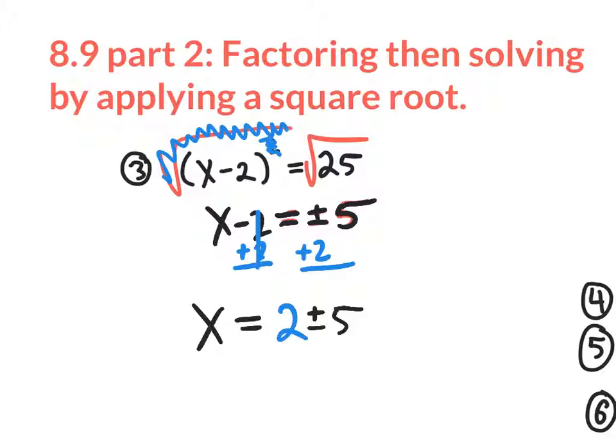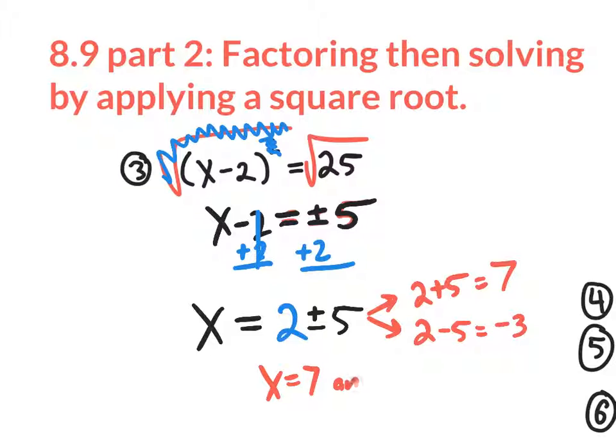So what does it mean, plus or minus? Technically it means plus and minus, right? But we say plus or minus. So this means that it could be 2 plus 5, which gives us what? 7. And it also technically means 2 minus 5, which gets us what? Negative 3. So ladies and gentlemen, on this third example that we did, we actually get 2 answers. X equals 7 and negative 3.